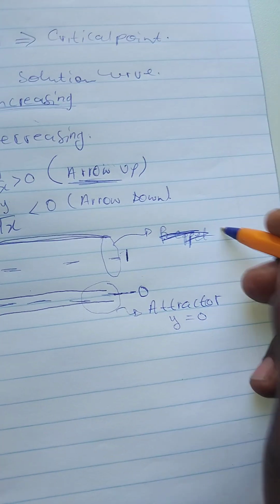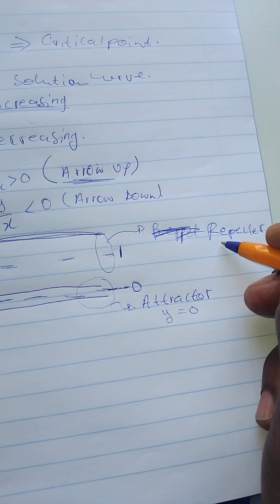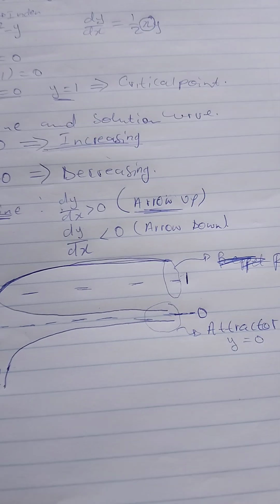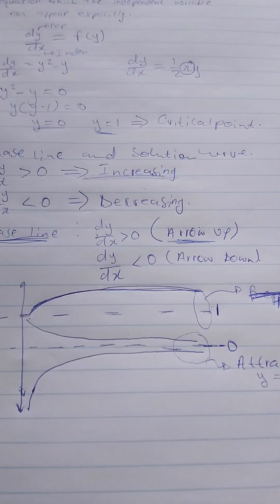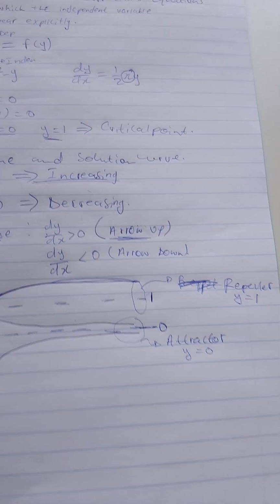Yeah, it's a repeller like this. A repeller at y equals 1. Okay, so now we're done with our solution curve and interpretation of everything. At 1 we have a repeller, and at 0 we have an attractor.